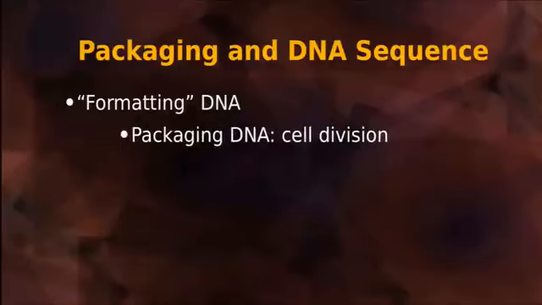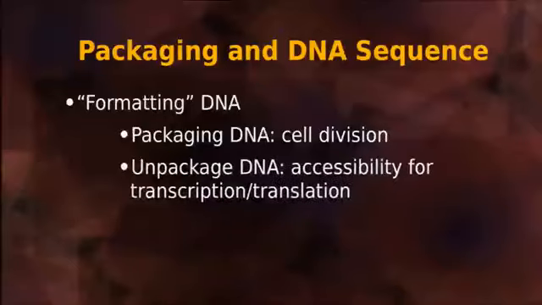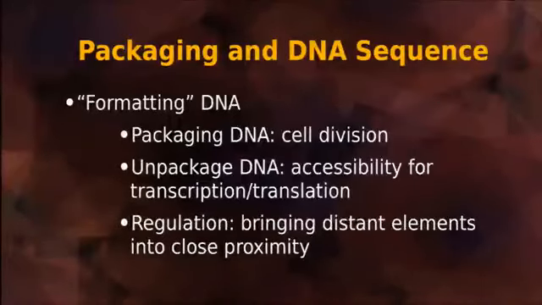Then you need to wind it up really, really tight before it divides. But later, then you need to unpackage it. You need to unwind it so it can be transcribed and translated. Sometimes it's involved in regulation because for some genes, the regulatory element is 1 million bases away. So you have to be able to bring those together, the gene and the regulatory element, in close proximity to one another, and that comes from folding up the DNA and bringing those two close together. So there is a ton of formatting that has to go on here that the repetitive DNA is responsible for.